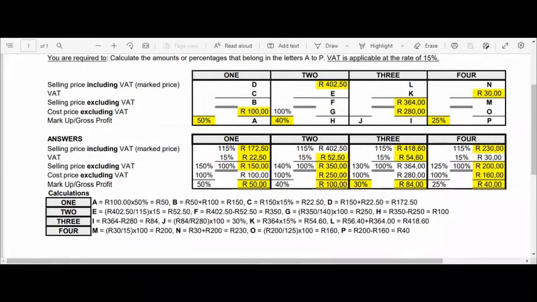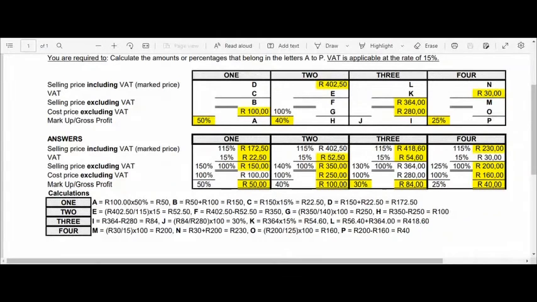Perfect. Now, ladies and gentlemen, we want to determine the value of F. F is the selling price excluding VAT. So how are we going to calculate that? That is simply the 402 rand 50 inclusive amount less the value added tax of 52 rands 50, which gives us 350 rands. All happy so far? So that's how we get the 350.